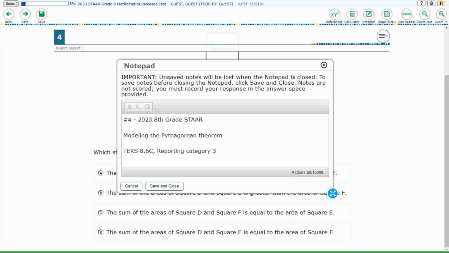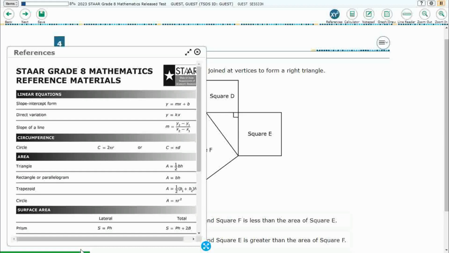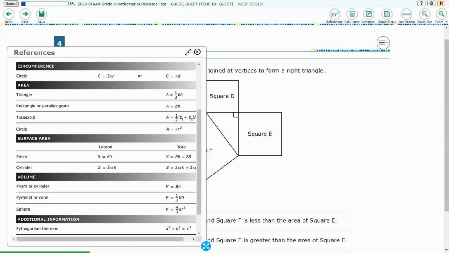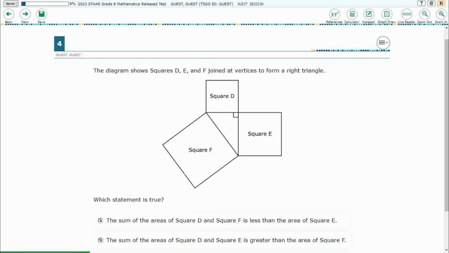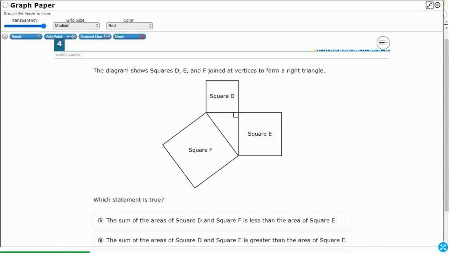For number 4, we are modeling the Pythagorean theorem. This is TEKS 8.6e, reporting category 3. So hopefully we see a right triangle here. It might be a little bit hidden. And when we're thinking of the right triangle, we should be thinking in 8th grade that Pythagorean theorem, the a squared plus b squared equals c squared, you see at the very bottom of the screen on your reference materials chart. So it is hidden by these squares, but if we can at least recognize, oh look, there's a right triangle inside there, this becomes a very simple problem.